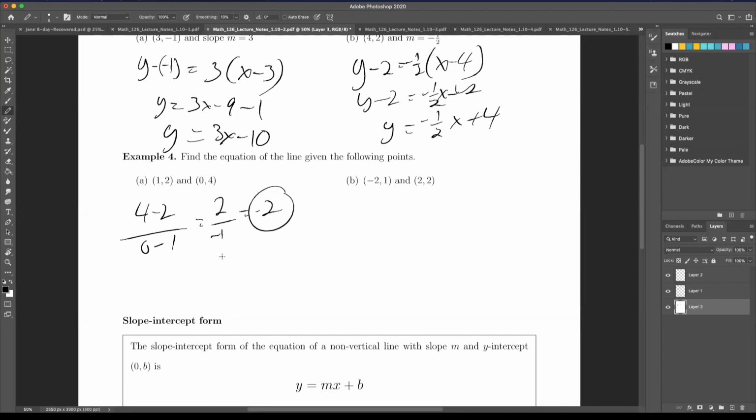So now that I have the slope, I can choose either point. Now, which point am I going to choose? I'm going to choose this point. Why? Because this has a 0 in it, right? It makes my life easy. So it'd be y minus 4 equals minus 2 times x minus 0. So this quickly, I can just solve out to be negative 2x plus 4.